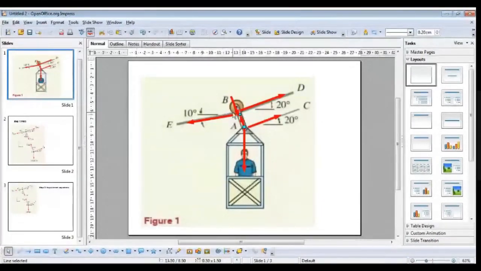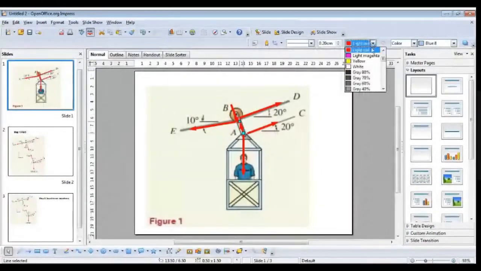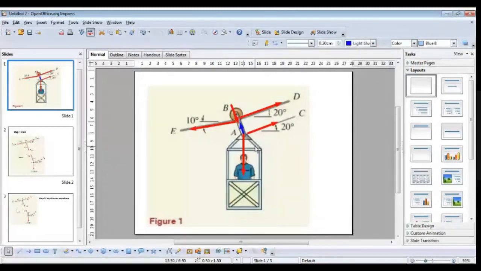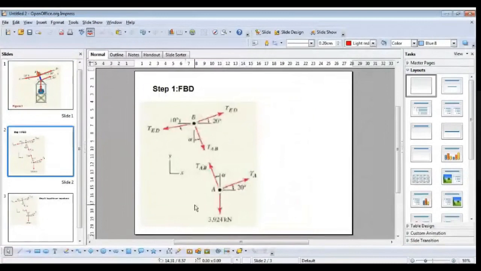So let's say this is the equilibrium of joint A, and this is the free body diagram of joint A. This is the weight W, this is the force in member AC, the cable AC, TAC, and this is the force in the member TAB. And again, I don't know the angle of inclination of this force.